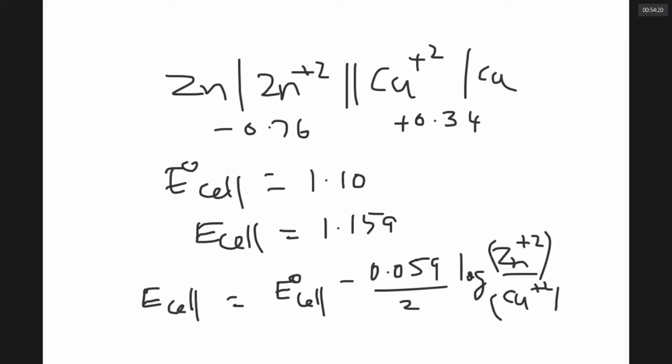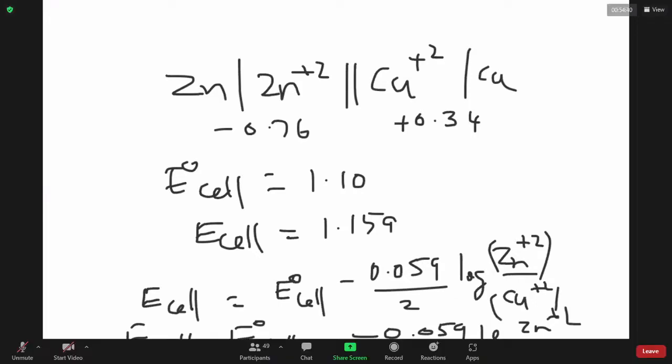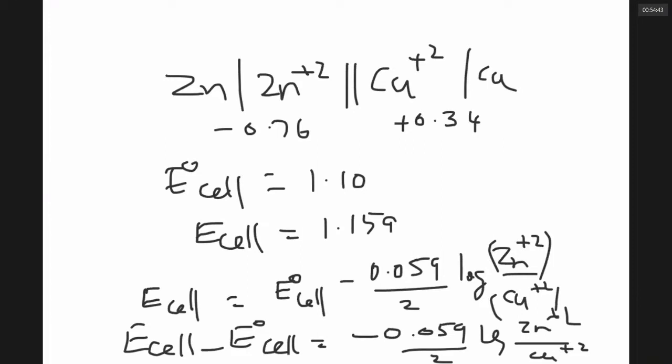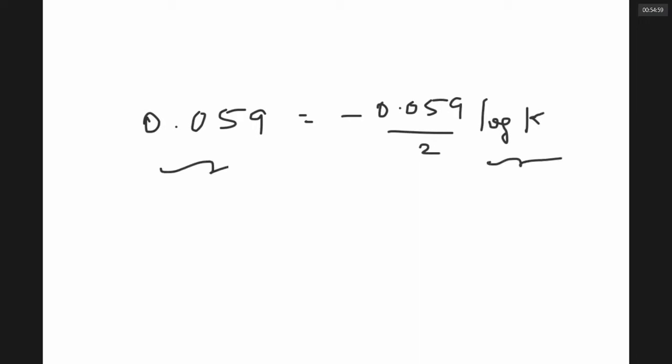Sir, in this case, if I bring this here, E cell minus E0 cell is equal to minus 0.059 by 2 into log Zn plus 2 by Cu plus 2. Agreed, sir? If I rearrange it, I get 0.059 is equal to minus 0.059 by 2 into log K. Sir, what should be the value of log K? This is true when log K value is equal to how much?